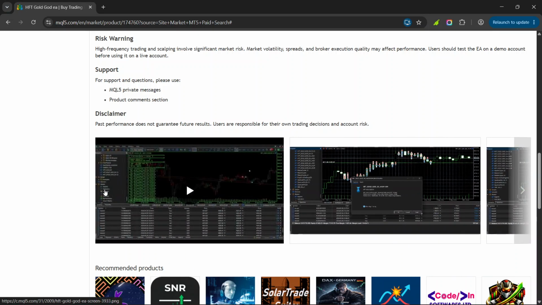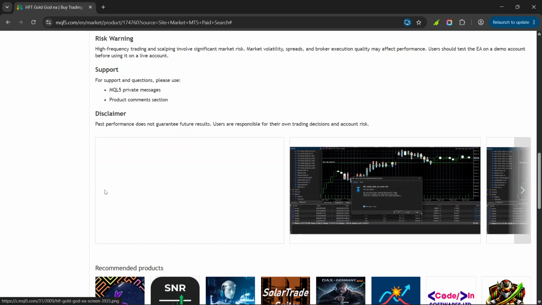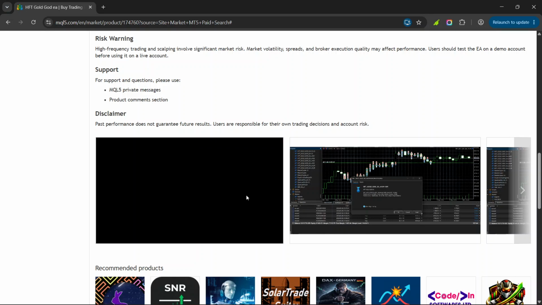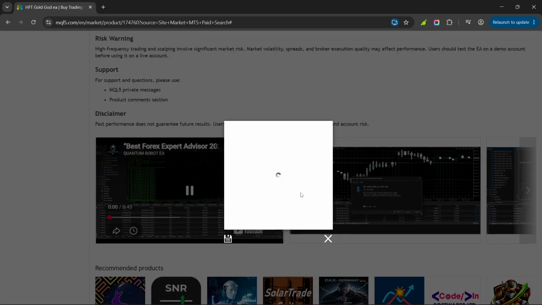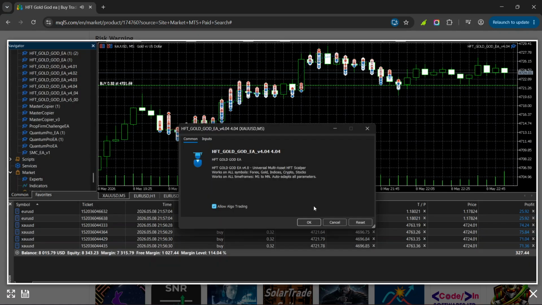Moving on to the marketed features, it has fully automated trading, configurable settings through the inputs panel, and real-time dashboard monitoring. It promises dynamic risk management so you can adjust on the fly, plus automatic trade opening and closing. As you can see here, algo trading.